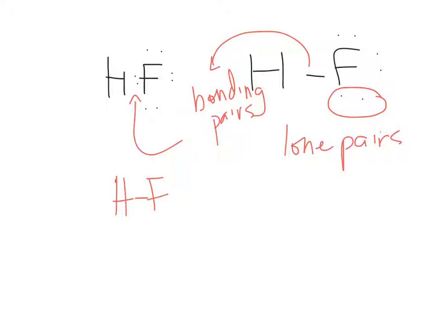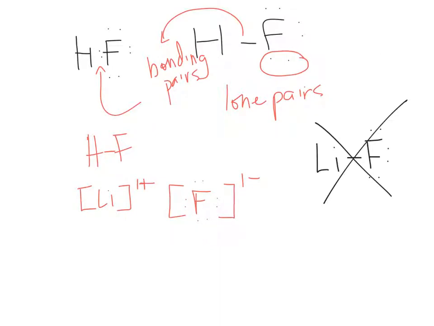All right. Who wants to come up and do lithium fluoride? When you have a metal, it's an ionic compound. Therefore, there's a transfer of electrons, zero sharing. So this bottom one is how you draw Lewis dot structures for ionic compounds.